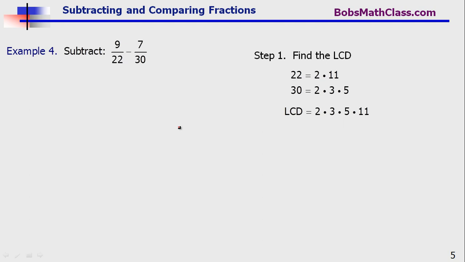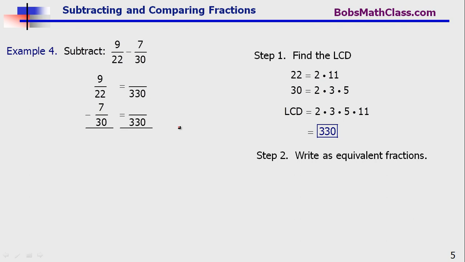Okay, anyways, multiply that out and you should get the LCD. We will get the LCD. And I got 330. I'm going to write it vertically and put that as our new denominator. Now let's try to figure out 22 times what number is 330.